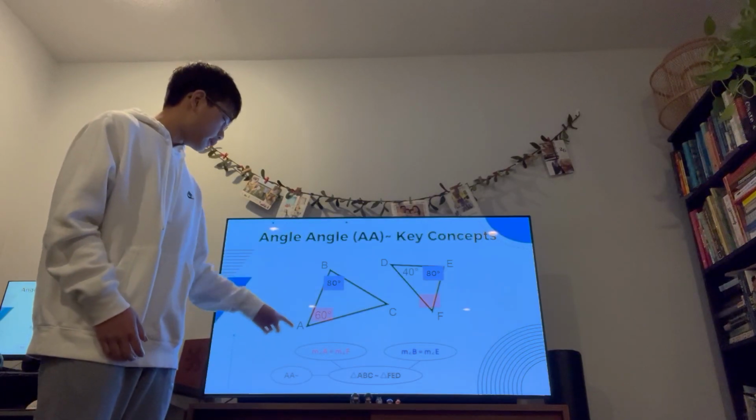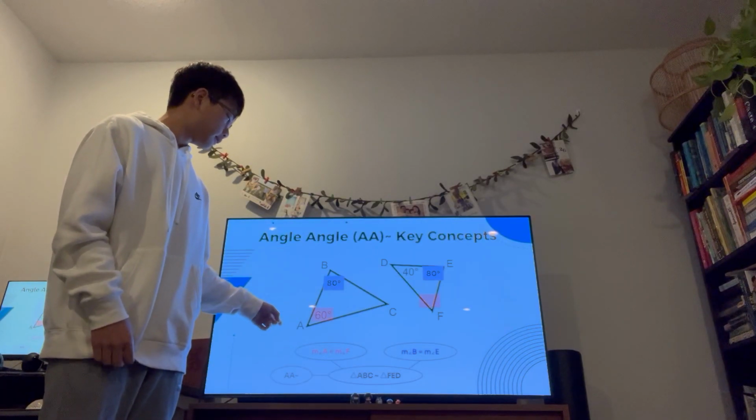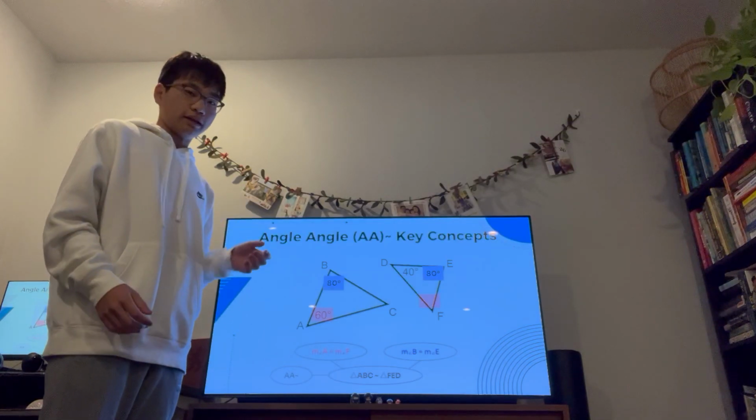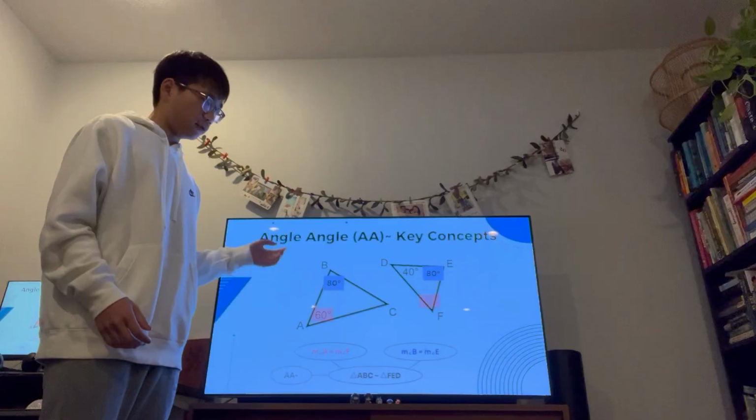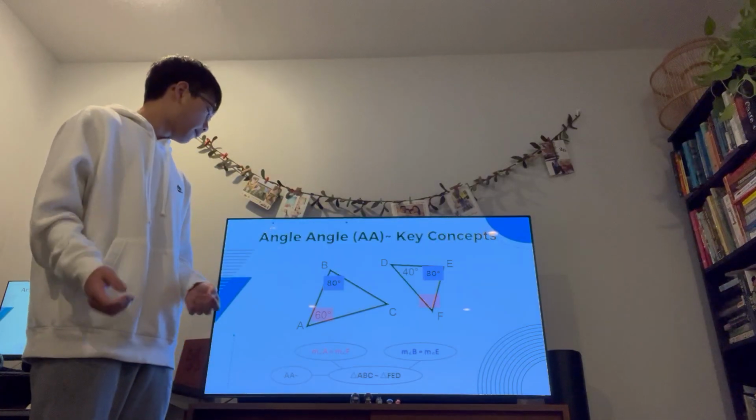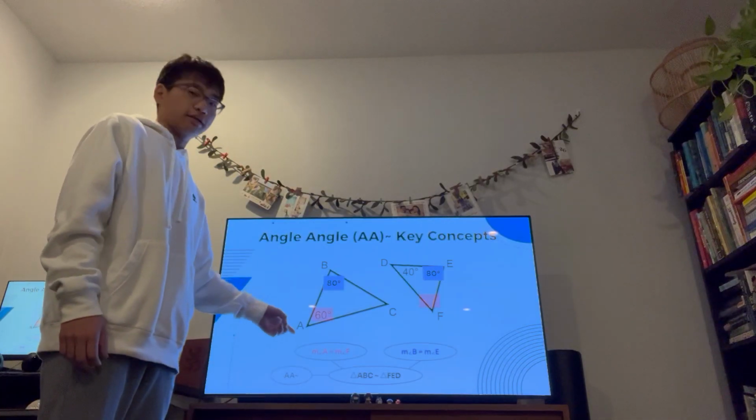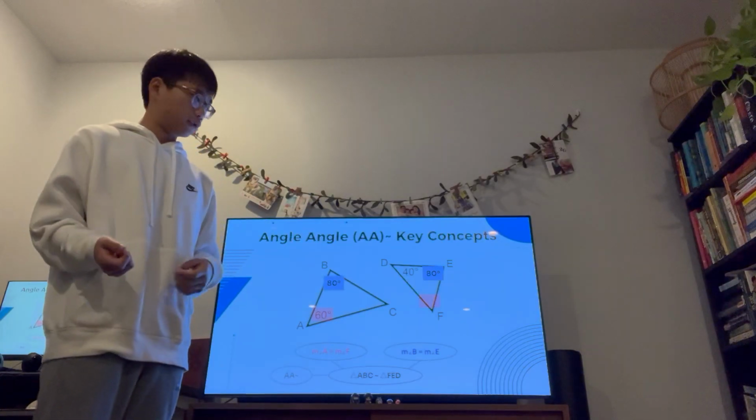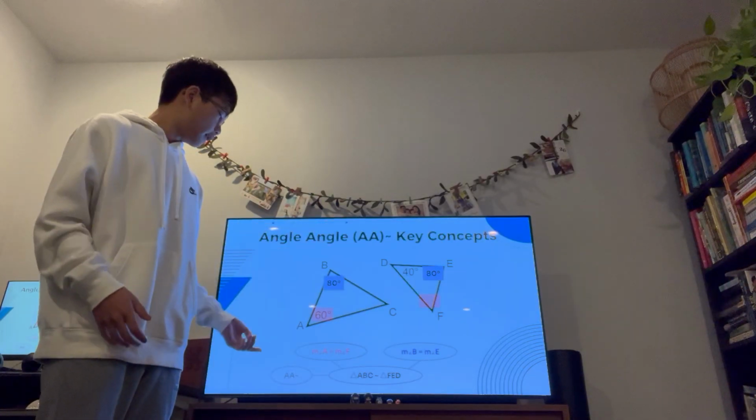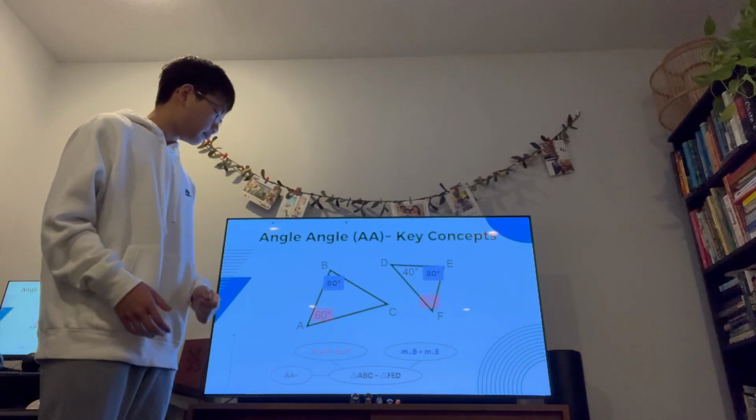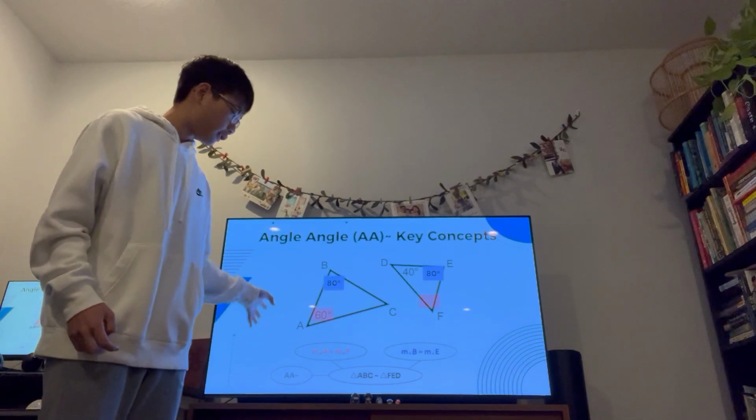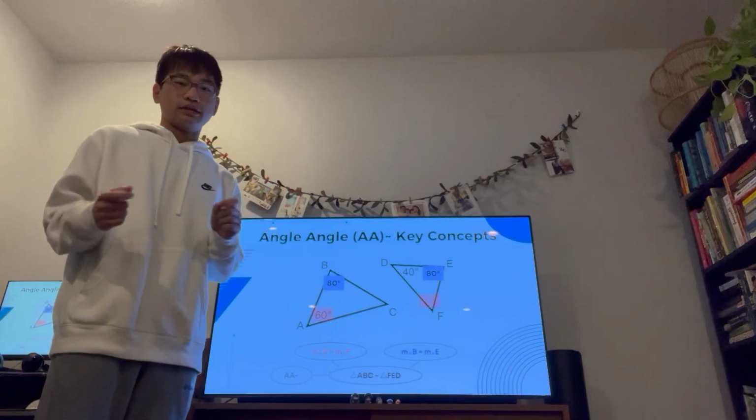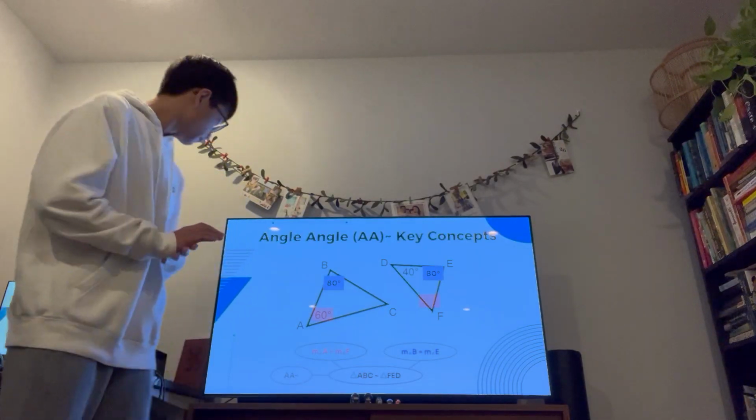We can put those into a similarity statement here, and it's basically a flow chart to prove that these two triangles are similar. So we have the measurement of angle A equals F. We have the measurement of angle B equals E, and then we have AA right here. Then they all connect to our overall statement that triangle ABC is similar to FED.